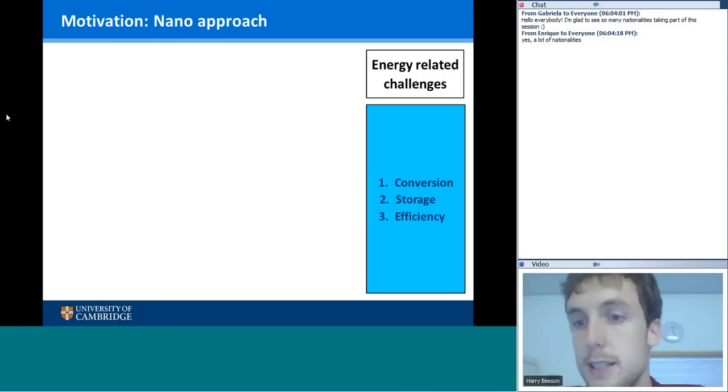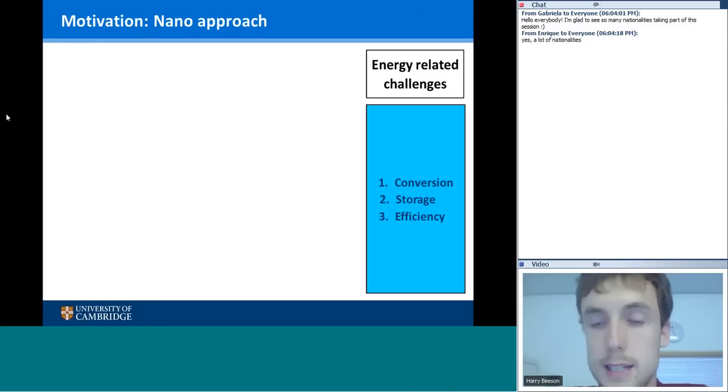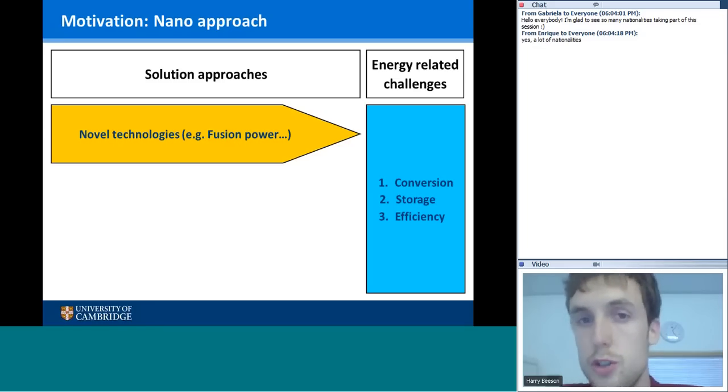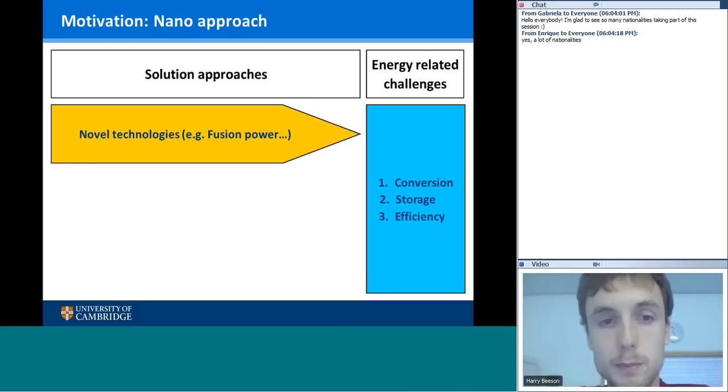Often what we're looking at is how efficient these devices are at doing what we want them to do, and obviously trying to improve the efficiency is the research aim. There are different approaches that you can take to try and address these problems. So you could go for a completely new technology. An example of that might be nuclear fusion, which we haven't achieved yet, and people are working hard to try and make it possible.